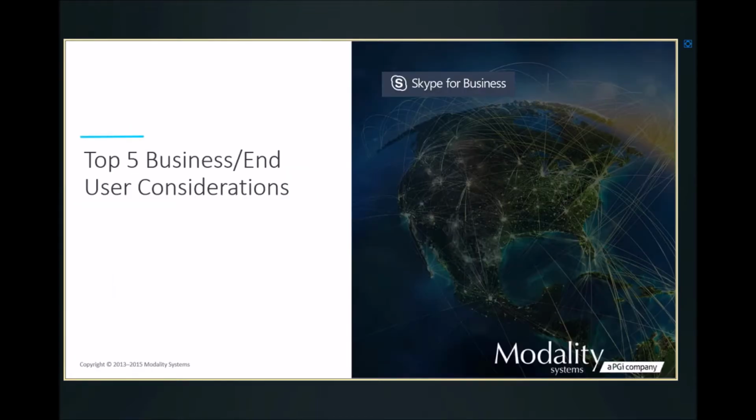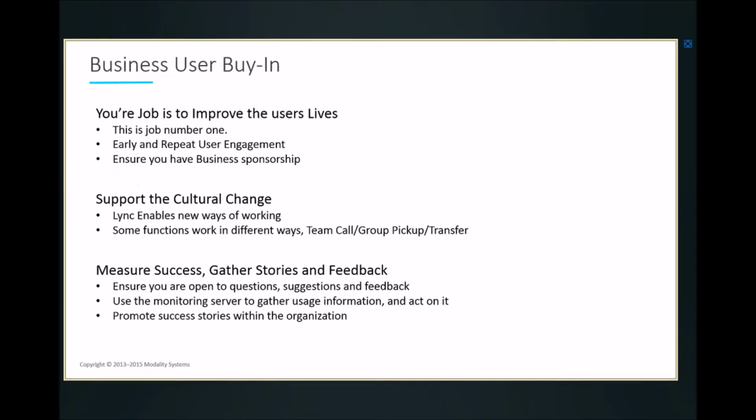So now we've got a high-level idea of our topology options and a high-level idea of how we integrate with the PBX. Let's move on to the top 5 end-user considerations. We put end-user considerations first, and that's quite deliberate, because without the end-users bought in and the business bought in, you're not going to have a successful project. So number one is business user buy-in, and this really is number one. Your job is to improve the life of the business users. If we're not doing that, then what's the point? Why would you move from one platform to another?